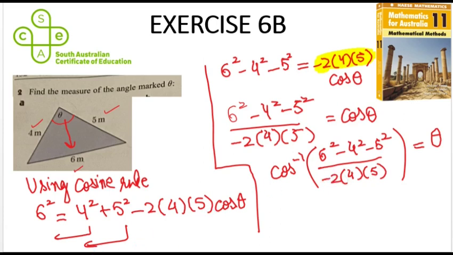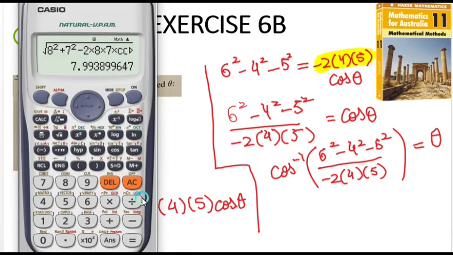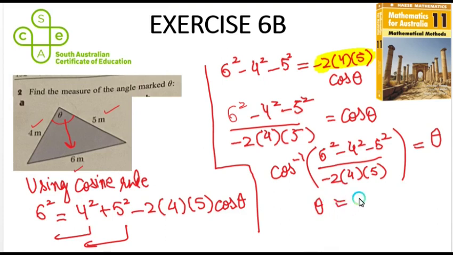Now using your calculator to simplify this, it is written cos inverse, so that's why I'm pressing shift and cos inverse and the fraction inside it, which is 6 square minus 4 square minus 5 square, and then divide by negative 2 into 4 into 5, right? Bracket close. So we get 82.8 degrees. So theta will be equal to 82.8 degrees, right?